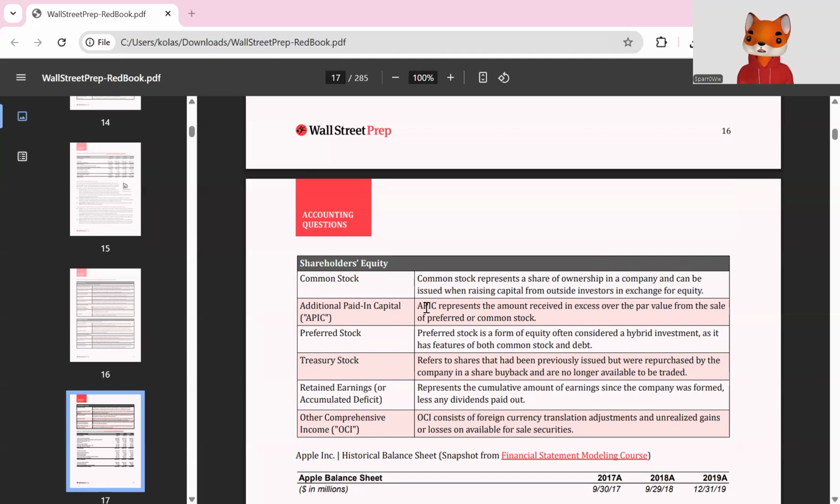Preferred stock is a form of equity often considered a hybrid investment, and it has features of both stock and debt. Treasury stock refers to shares that have been previously issued but were repurchased by the company in a share buyback and are no longer available to be traded. Retained earnings represent the cumulative amount of earnings since the company was formed, less any dividends paid out. Other comprehensive income consists of foreign currency translation adjustments and unrealized gains or losses on available-for-sale securities.